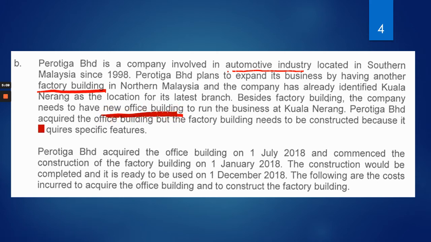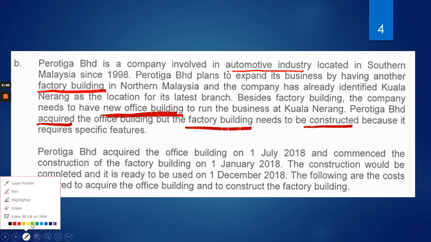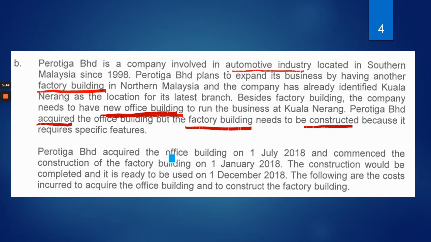So FAR320 acquired that office building, and the factory building needs to be constructed. The factory building is what you need to construct. The office building is what you can purchase. The factory building will be constructed because it requires special or specific features. So they acquired the office building on the 1st of July. Let me just put a different color for the event that took place. Office building, 1st of July.